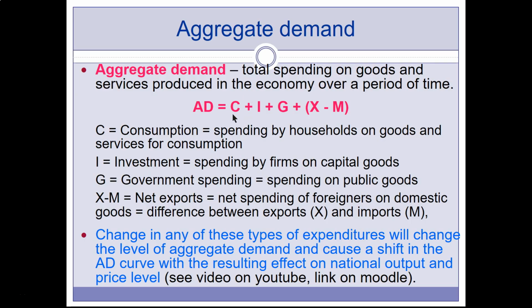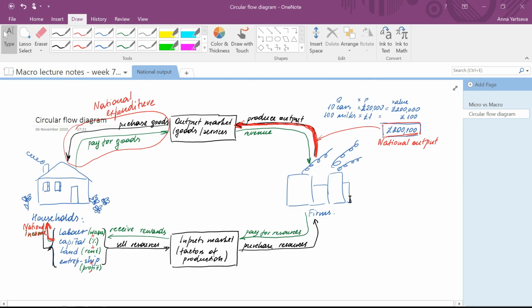First of all, it's consumption, C. It's spending by households on goods and services for consumption purposes. It will also include investments, or spending by firms on capital goods. Apart from this, it will also include government spending, spending on public goods and services, and net exports, the difference between exports and imports, which includes net spending of foreigners on domestic products. Let me show you this on our diagram.